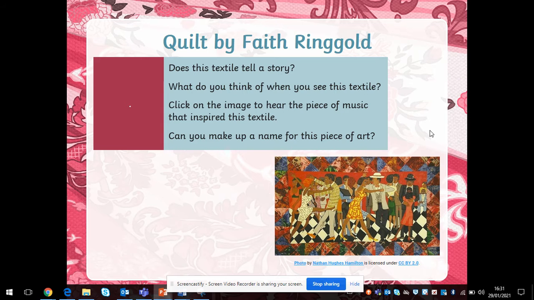Does this textile tell a story? What do you think? Have a little look at what's happening in there. It's very intricate and very clear. What do you think is happening? Because to me, I think they might be dancing. What do you think of when you see this textile?